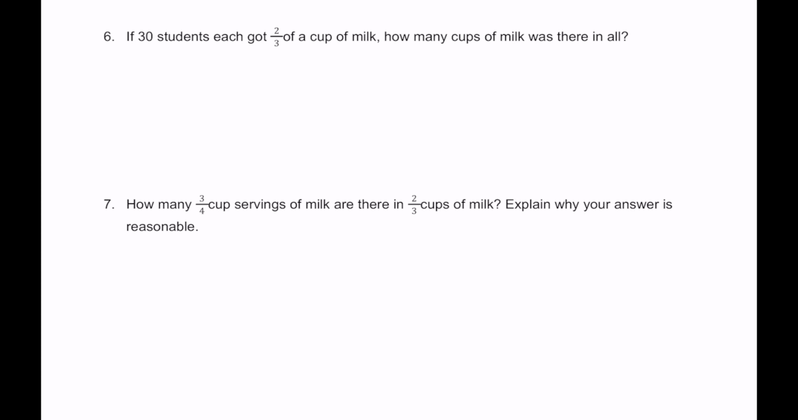Number 6, we have if 30 students each got 2/3 of a cup of milk. The question is how many cups of milk was there in all to begin with? Okay, so if everybody got a full cup, there would be 30 cups, but everybody got less than a full cup. Everybody got 2/3, so there should be less than 30 cups. I'm just making sure I understand that the answer can't be over 30.